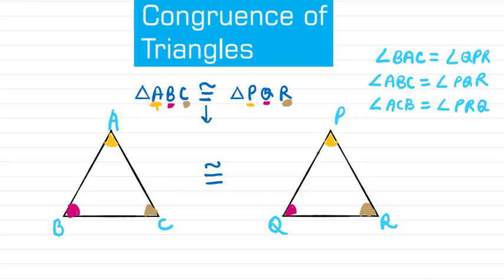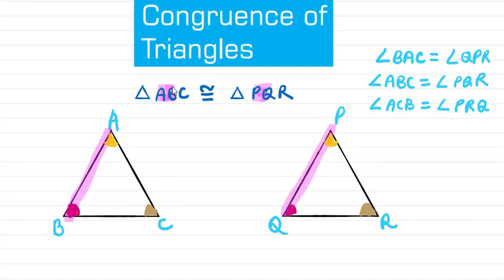Now we have talked about the angles. Now I'll tell you about the sides. To check the sides, you will see the first two letters. So these are AB, and side AB will be equal to PQ. I have taken the first two, so side AB will be the same as PQ. These two will be equal.